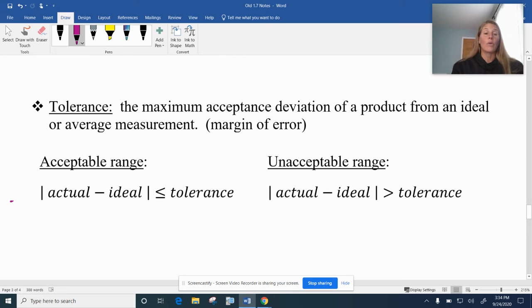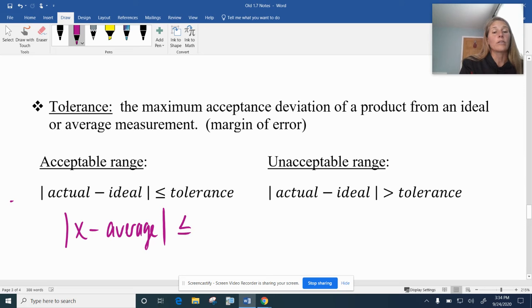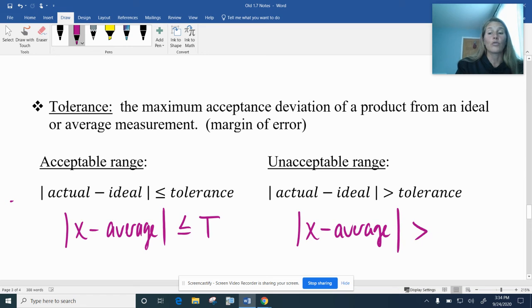So for example, an acceptable range would follow this formula here, the actual minus the ideal. So we're going to be saying it's x minus the average, and then that would be less than or equal to the tolerance. We'll use T for that. The unacceptable range, we'll say x minus the average, and that is greater than the tolerance. Okay, so what does that mean?